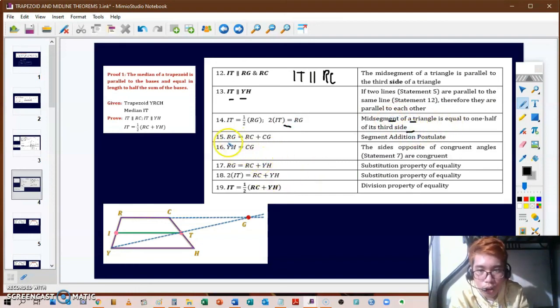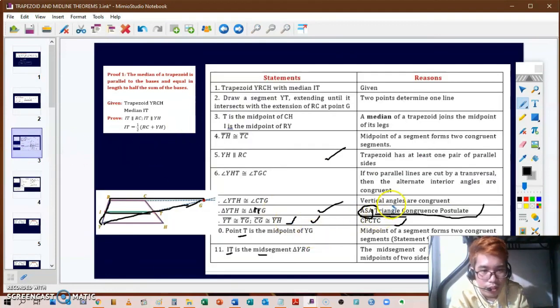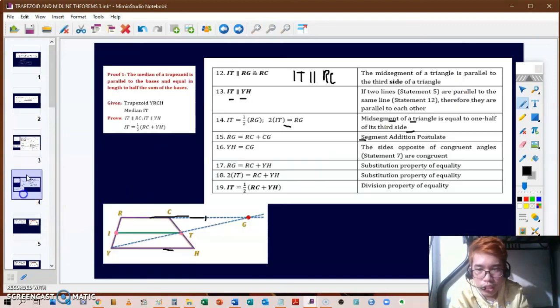And then we have here RG. RG is equal to RC plus CG. So that's simply the segment addition postulate. And YH is equal to CG. And that's using the sides opposite of congruent angles are congruent, based from statement number 7. Because we have here vertical angles are congruent, therefore the sides that are opposite them are also congruent, since we've said here that these vertical angles are congruent.